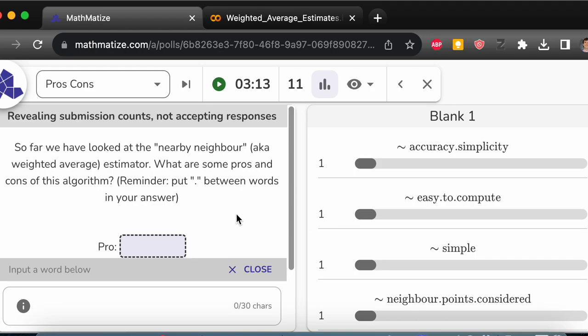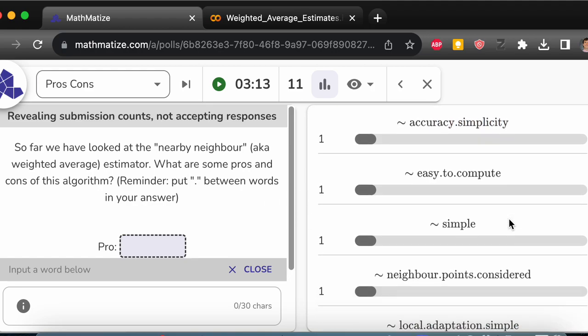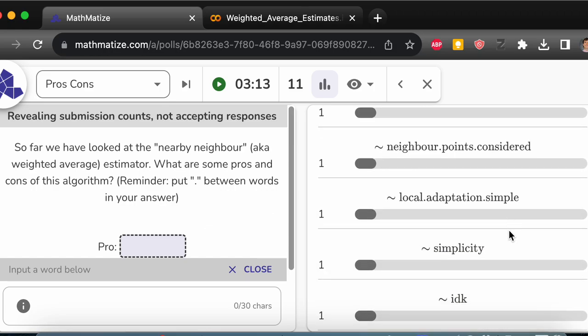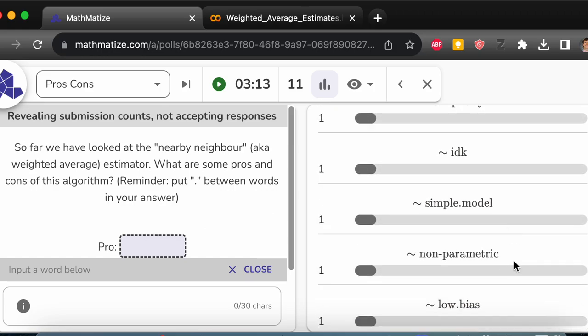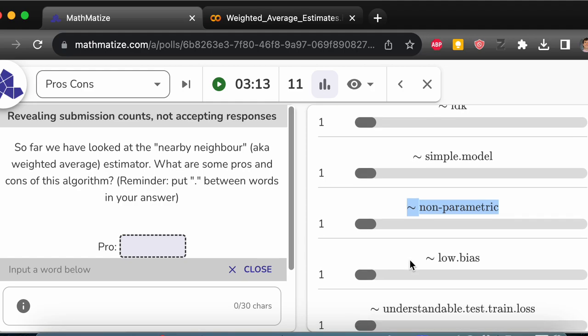Okay, pro: it's simple. I like that for sure. It's easy to compute. Simplicity, simple. Yeah, non-parametric. There are no parameters to consider, and so you can do this no matter what data you have. No matter how complicated it is, you can still run it.